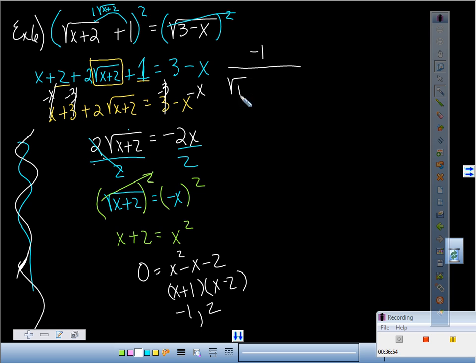So that's the square root of 1 and then plus 1 is equal to the square root of 3 minus a negative 1. What's the square root of 1? What's 1 plus 1? 2. Is equal to, what's the square root of 4? 2. So he checks out. That little negative 1 is perfect. Okay? Let's check the 2.